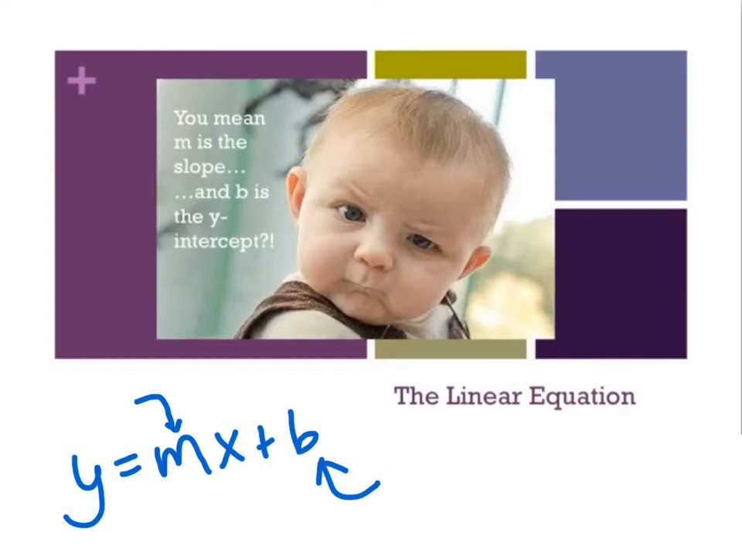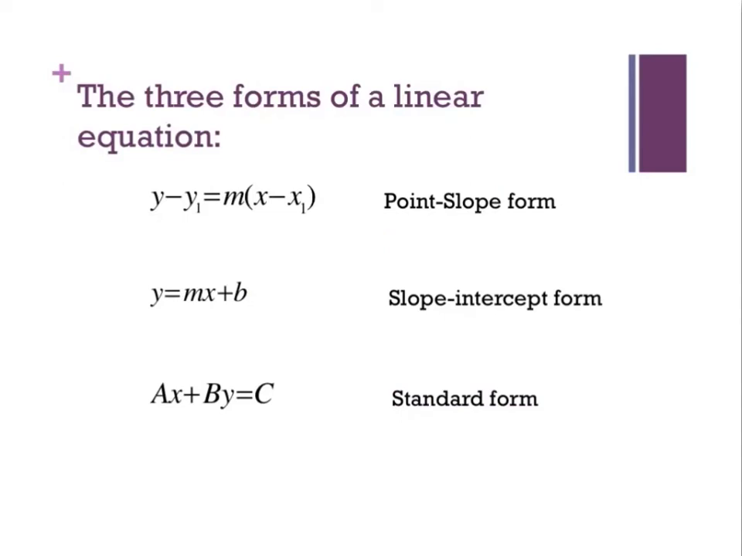So let's talk about this. Quizzical Baby says, you mean to tell me m is the slope and b is the y-intercept? Yes, it is. This is our secret code equation. So we're going to jump in and start actually talking about 3 different versions of the linear equation. And there are 3 of them. This first one is called point slope form.